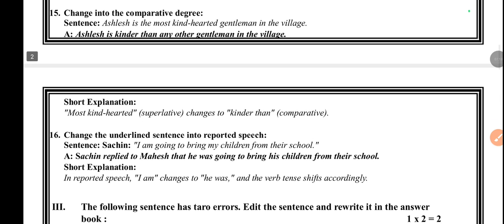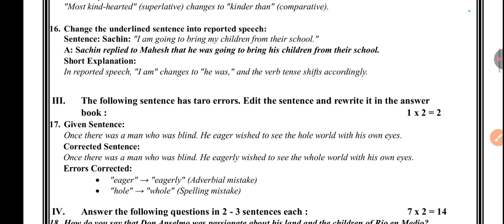Question number 15. Change into comparative degree. Sentence: Aslesha is the most kind-hearted gentleman in the village. Aslesha is kinder than any other gentleman in the village. Most kind-hearted is superlative, it changes into kinder than. Kinder than.